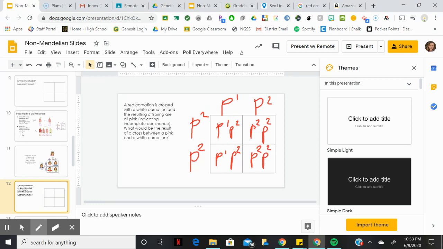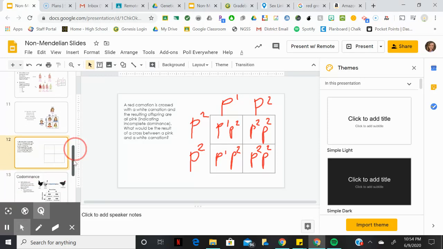Okay? So what would be the result of a cross between a pink and a white carnation? So it's not asking you anything specific. It's not asking you for any percentages or anything. So this is your answer. These are the potential results, right? If you crossed this flower with this flower, these are the 4 potential offspring. Half would be pink, half would be white. Okay? So again, probably the hardest part is setting up the Punnett square, setting up the parents. And then once you go from there, it's pretty straightforward.